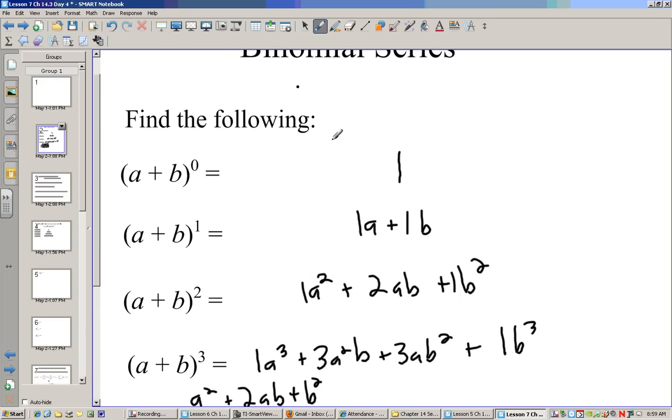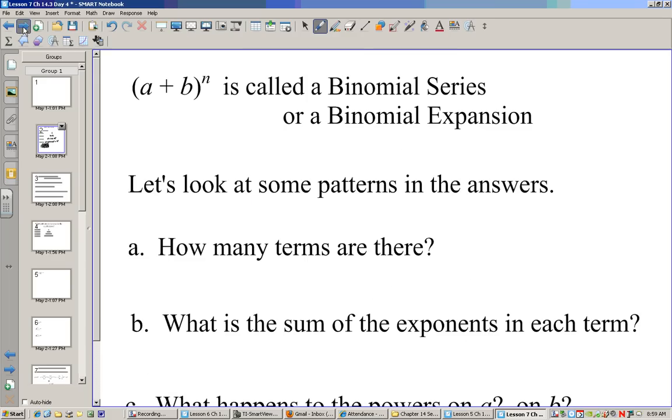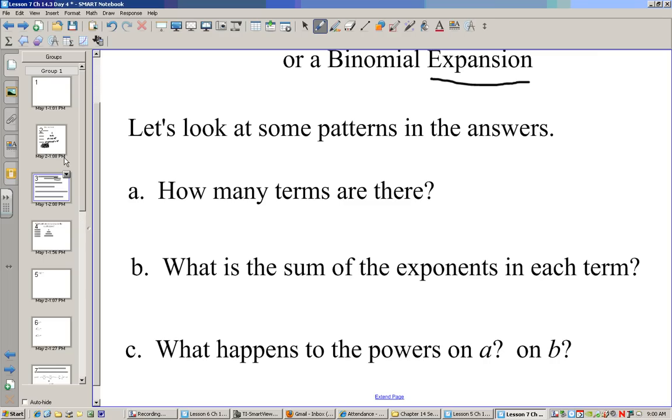All right, if you look at this pattern, we have 1s on the outsides. We can get this value by adding the two values above it. So this looks like Pascal's triangle. A plus b to the n is called a binomial series or binomial expansion. Let's look for some patterns in the answers. How many terms are there?